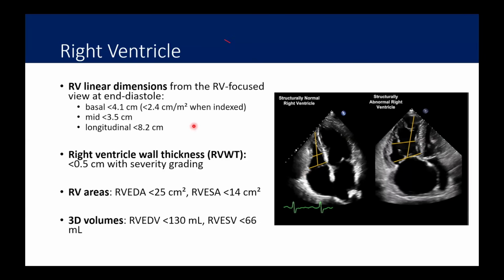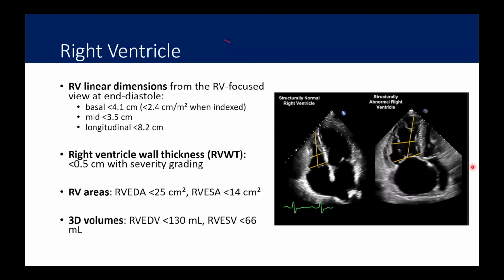But they also, of course, recommend measuring the midsection as well, so less than 3.5 centimeters is normal, and a longitudinal section parallel to your septum, defined as normal as less than 8.2 centimeters. The RV wall thickness should be less than 0.5 centimeters, measured from the subcostal view at end diastole.